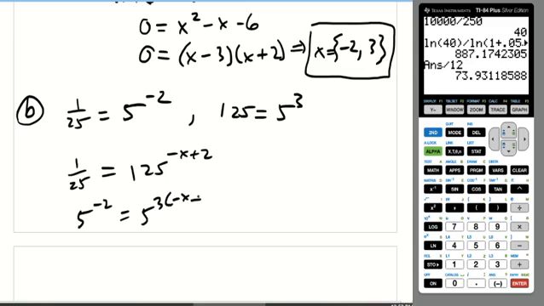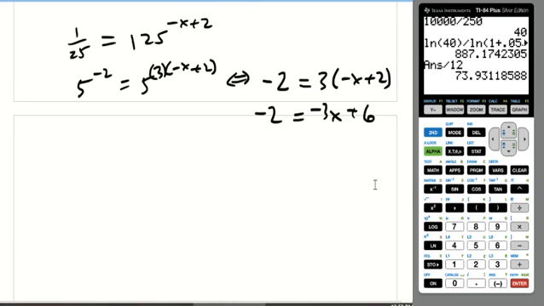Okay, so I can take log base 5 of both sides, and that gives me negative 2 is equal to 3 times the quantity negative x plus 2. This is just a linear equation. So negative 3x plus 6 on the right hand side. Subtract 6 from both sides, divide by negative 3. So x is 8 over 3. The answer to part B.